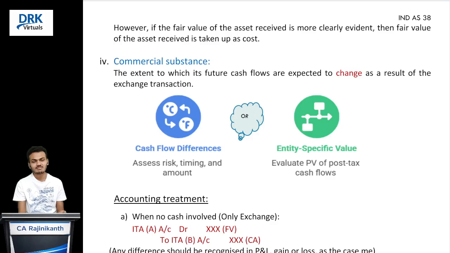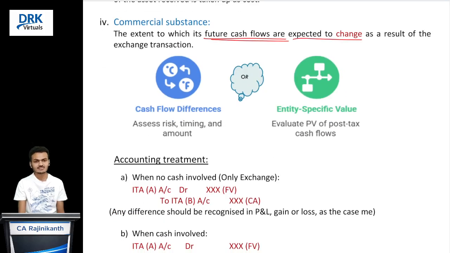Commercial substance means how our future cash flows are expected to change because of that exchange transaction. How to determine that? Simply, you check the configuration of cash flows of the asset that we are giving up and the configuration of cash flows of the asset that we are acquiring. If the configurations of cash flows are different, in that case, we can say that a commercial substance exists. Clear? Configuration of cash flows means what? Its nature, timing, risk, amount of cash flows. Suppose we are having software and they are having patent rights. We are exchanging. So the configurations of cash flows are different, so there exists a commercial substance.